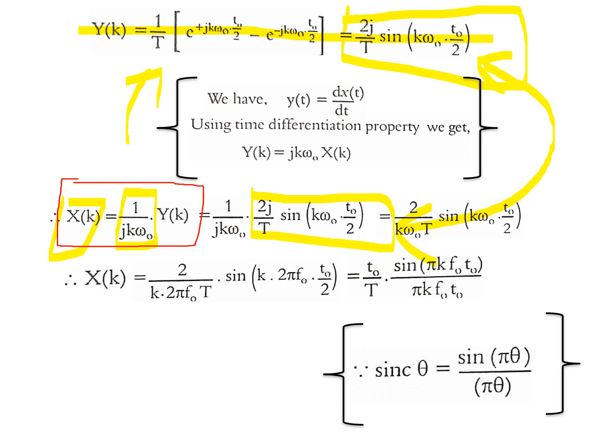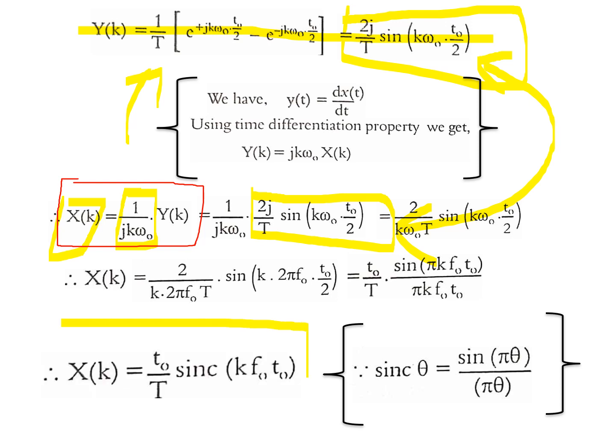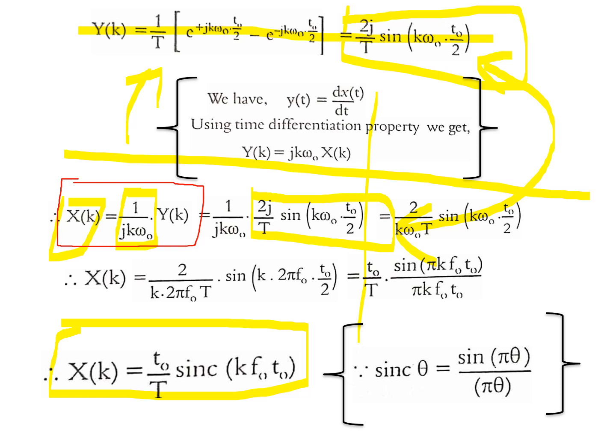Now I'm using the sinc function here. Actually, sine pi t by pi t is sinc of t, so I'm making use of the sinc function. This is what my expected answer is. You know, the sinc function is a special function normally used in communication, where it varies like this. It looks like a sine wave, but it is not a sine wave, it is an asymmetrical wave. So you'll get a sinc function.